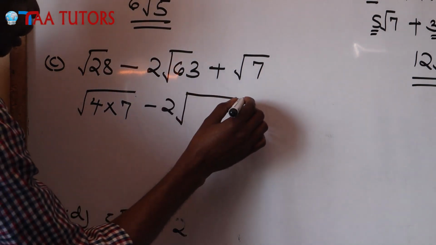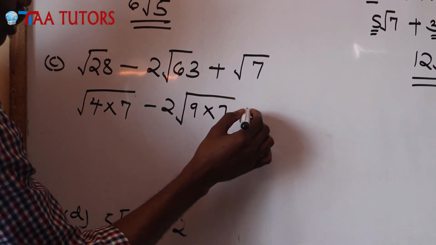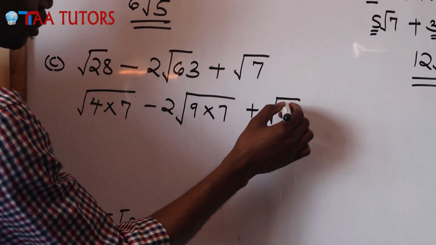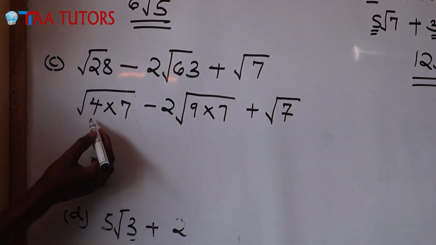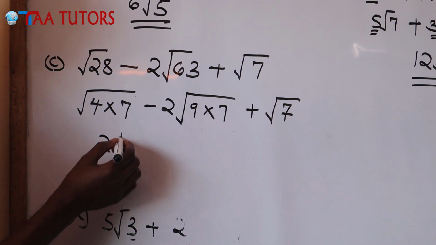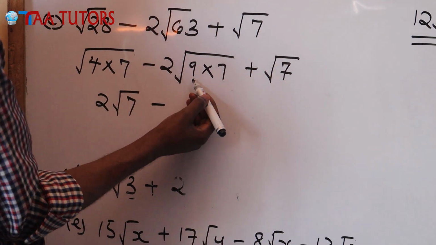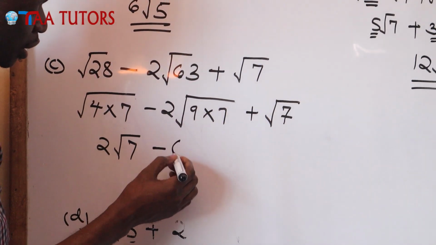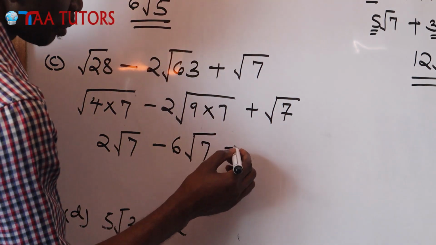Surd 63 can be written as surd 9 by 7. And finally, surd 7 cannot be simplified further than that. So if I do what we did that time, we say this will be 2 surd 7 minus surd 9 is 3. 3 times 2 is 6. So 6 surd 7 is just surd 7 because it can't be simplified.